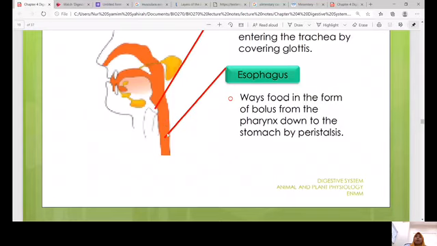Okay, now this is the oesophagus. The oesophagus is the tract where the food in bolus form, from the pharynx, this is the pharynx, will move down to the stomach by the process of peristalsis. Do you still remember what peristalsis is? Peristalsis is the movement of the muscle. So the movement of the food from your oesophagus to the stomach is in the form of muscle contraction of the oesophagus. This process we call peristalsis.